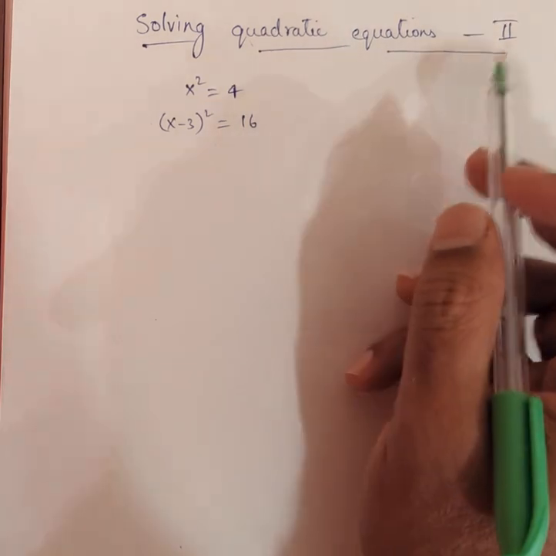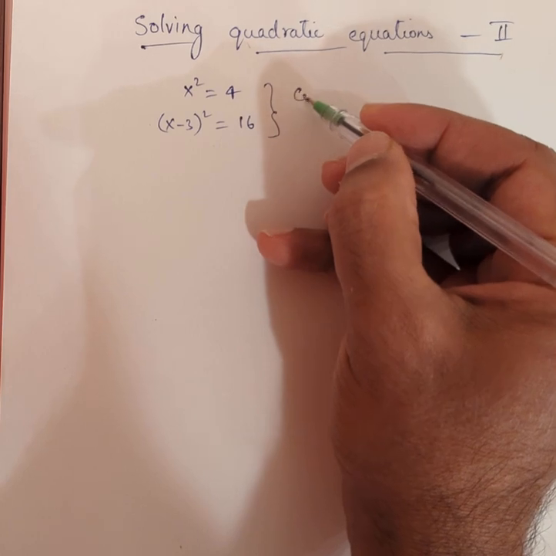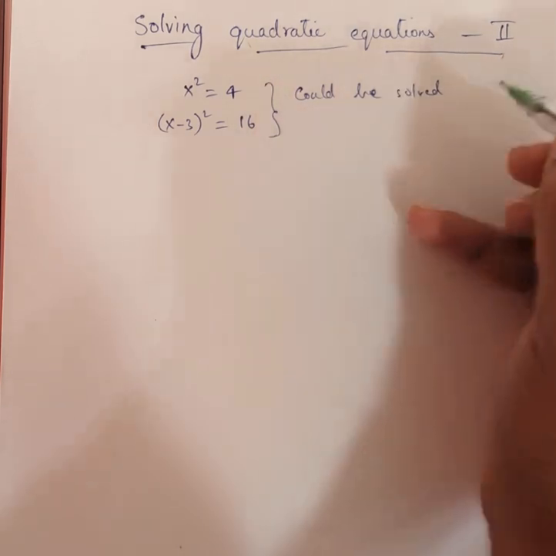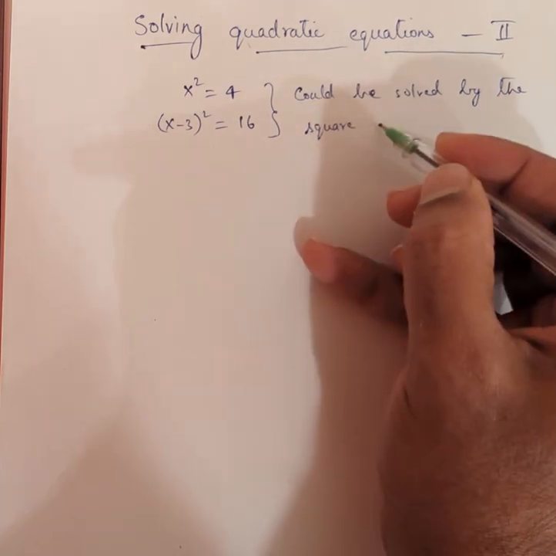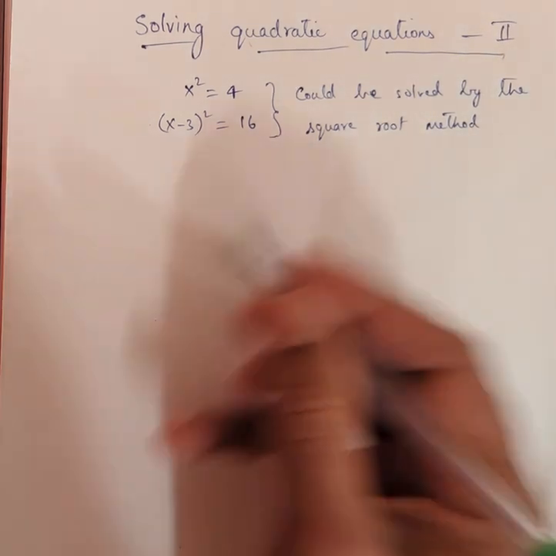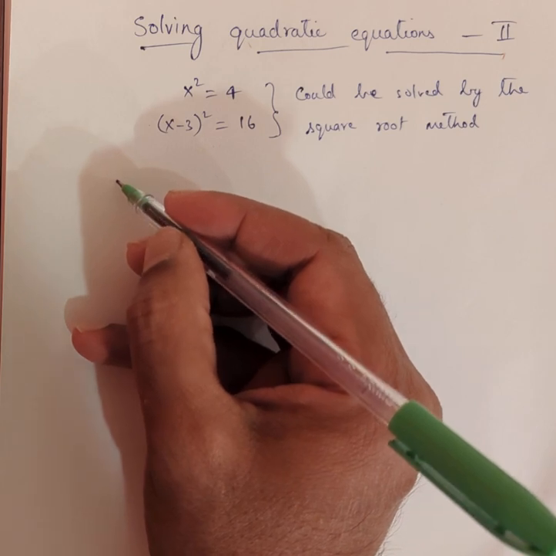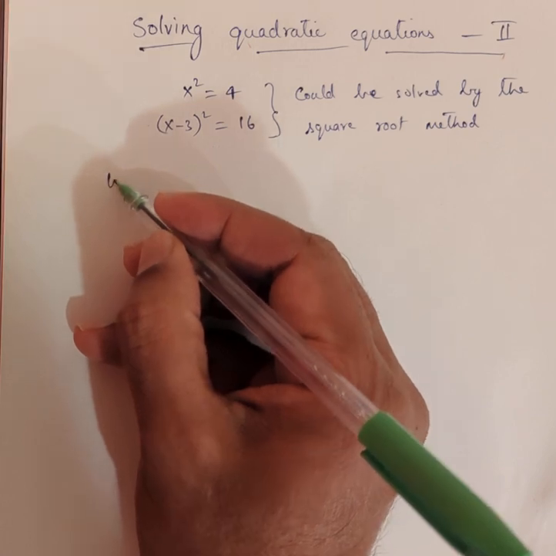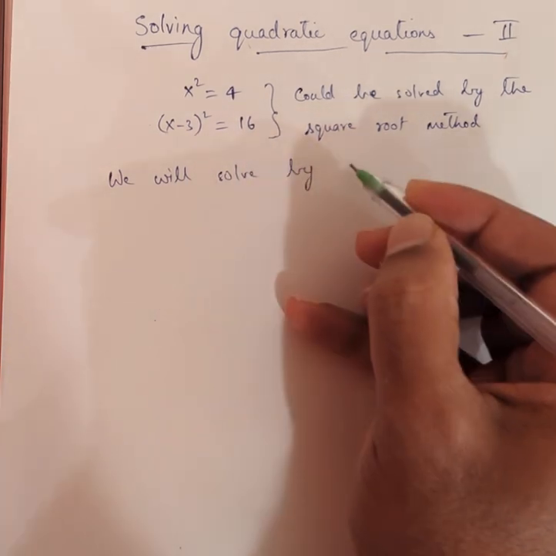Now, in part 2, we are going to talk about one other method. So, these ones could be solved by the square root method. So, that's one approach. Today, we will talk about solving by factoring. So in this video, that's what we'll focus on. So we will solve by factoring.